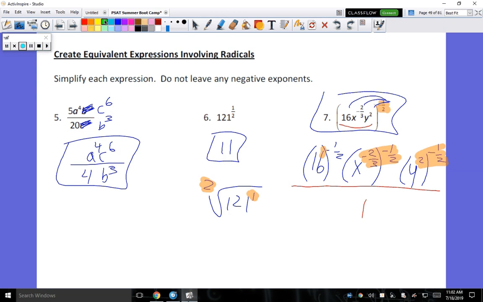Guys, whenever I multiply all of these powers, would you agree that this one will be negative and this one will be negative after I multiply? Yeah, so those are also going to need to move. Okay? So this 16 will move downstairs as the following. The x to, let's multiply -2/3 and 1/2. What do we get? -1/2. What do we get?